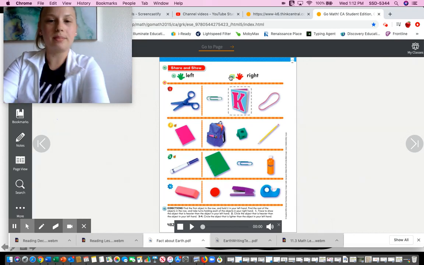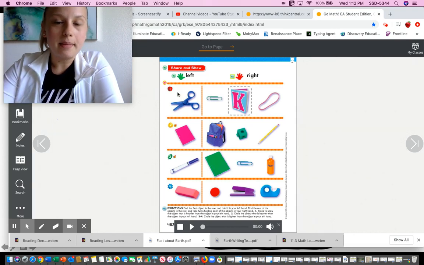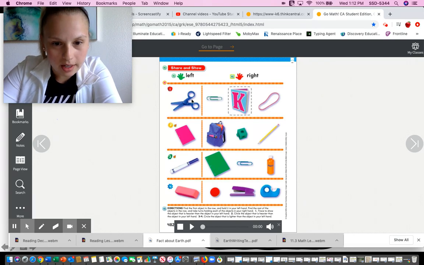Okay, find red apple number 1. I see a pair of scissors, do you? Good. Find an object in the row and hold it in your left hand. So the first object we need to find is a pair of scissors.